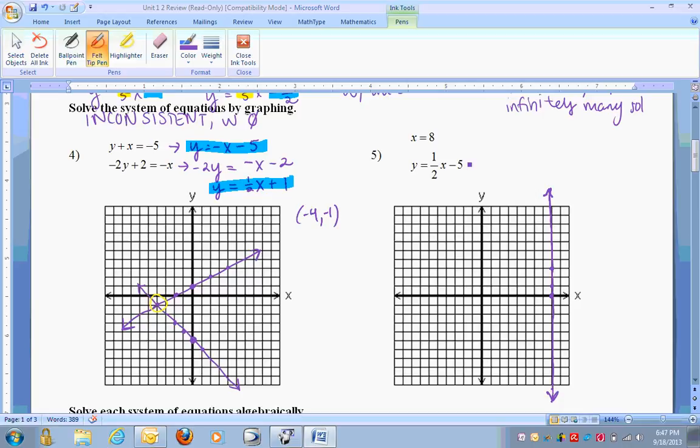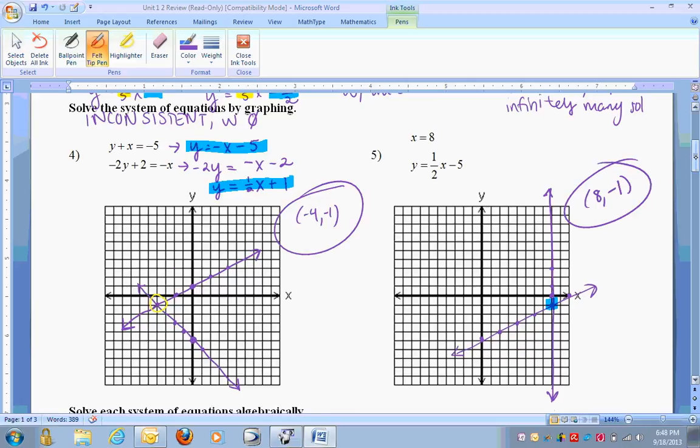Okay, and then the next equation is already in slope-intercept form. So my y-intercept's at negative 5. So I'm going to plot my point at negative 5. And then I'm going to rise 1, run 2 from that y-intercept point. And then if you notice, the lines intersect at 8, negative 1. Right at that point right there. So my solution is 8, negative 1.